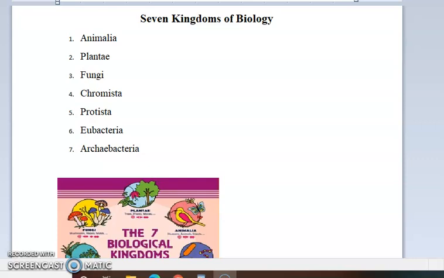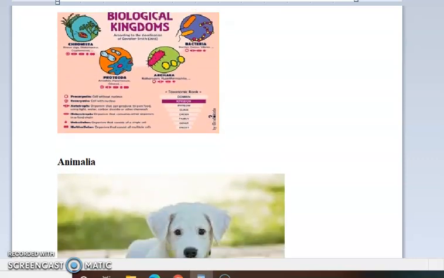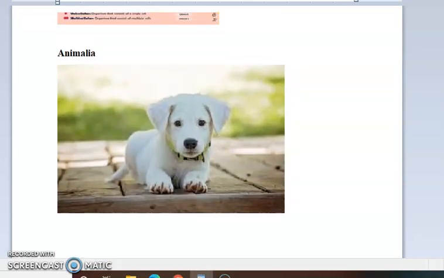The 7 kingdoms of biology are as follows. You have Animalia, Plantae, Fungi, Chromista, Protista, Eubacteria, and Archaebacteria. And we'll go into depth on each one with just a little bit here. First one here, Animalia. Just as it sounds, Animalia sounds like animals. So this goes into the category of animals.